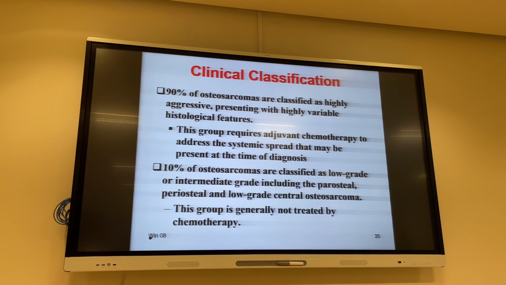All right, so 90% of those osteosarcomas are counted as high-grade tumors, highly aggressive, with highly variable histological features. Now, those tumors are amenable to adjuvant and neoadjuvant chemotherapy. Why is that the case? Because they are rapidly dividing tumors, and in our arsenal we have treatment for that. On the other hand, 10% of osteosarcomas could be counted as low-grade tumors. For those, chemotherapy will not really work, and in this case, you have to do a resection.